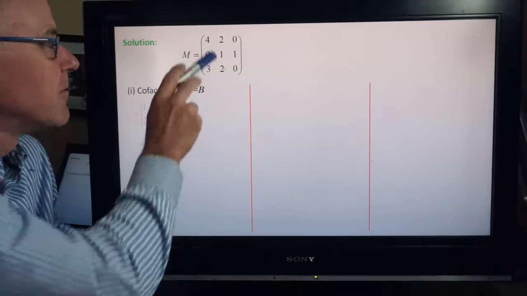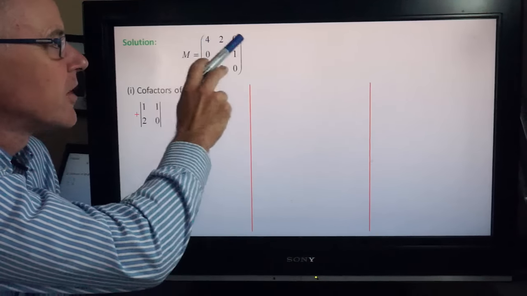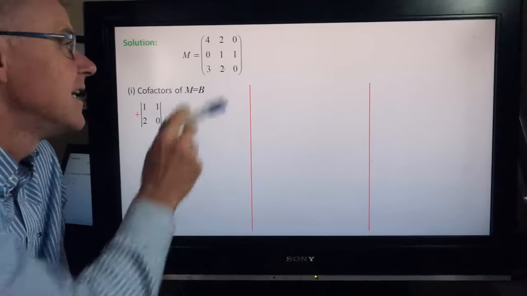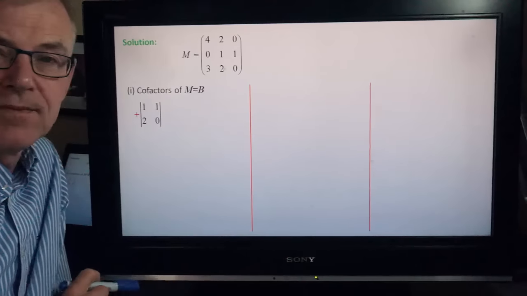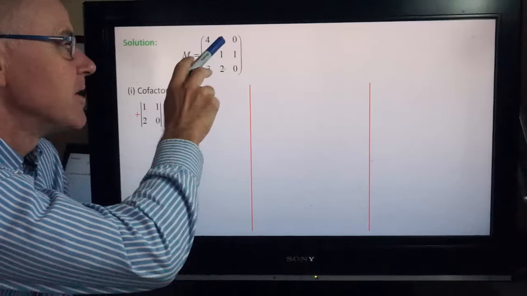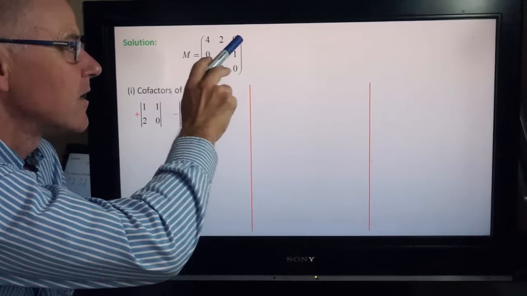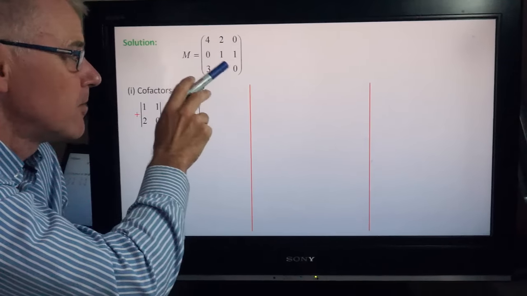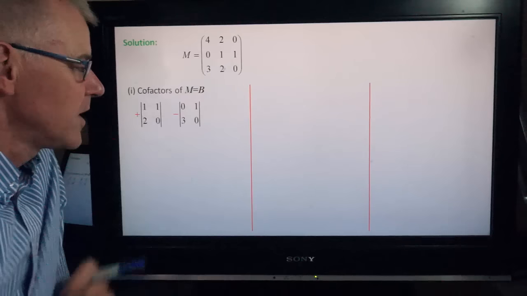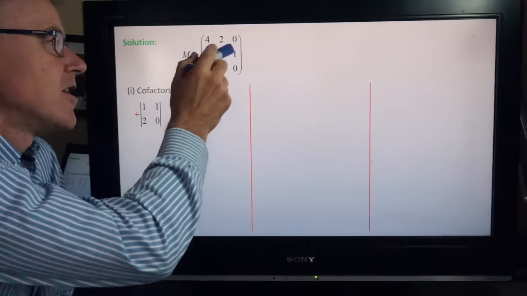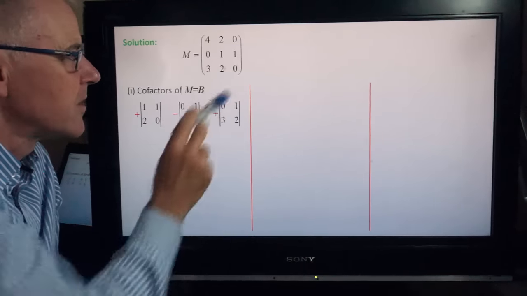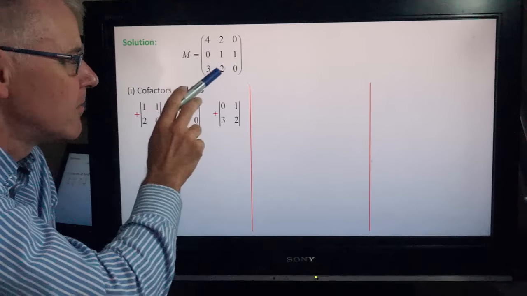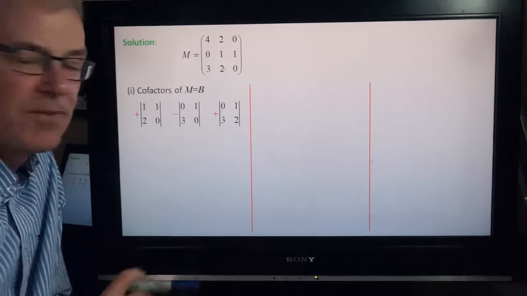So the minor of the element 4 is obtained by covering the row and the column containing 4 and getting the determinant of the matrix 1, 1, 2, 0. The minor of the element 2 is found by covering the row and the column of 2 and getting the determinant of the matrix 0, 0, 1, 3. The minor of the element 0 is found by covering the row and the column containing 0 and getting the determinant of the matrix 0, 1, 3, 2.